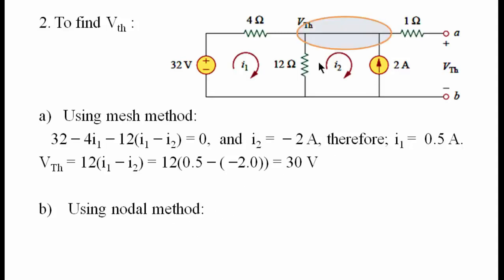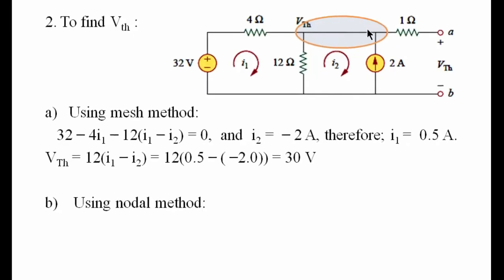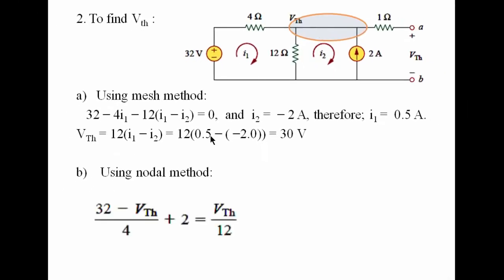We can also solve this using the nodal method. We can see that we have only one node here that needs to be solved, so we need only one equation to find the Thevenin voltage. Now we need to apply Kirchhoff's current law, KCL, to this node, and we can write the following: 32 minus V Thevenin over 4.